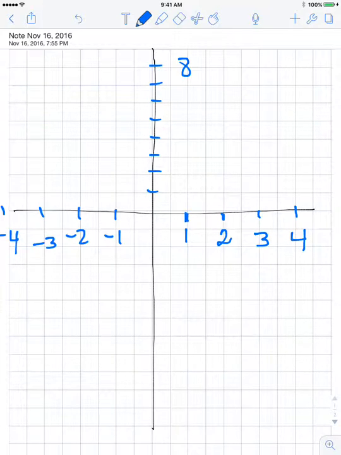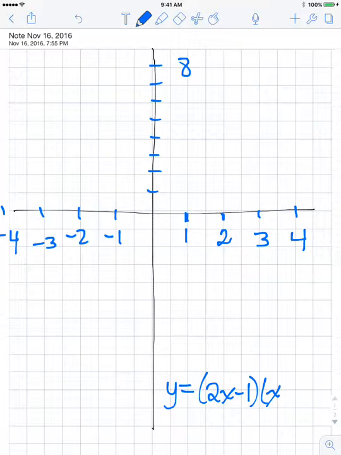All right. So let's see. Let's remember what our polynomial was. It was y equals 2x minus 1, x minus 2, and x plus 4.